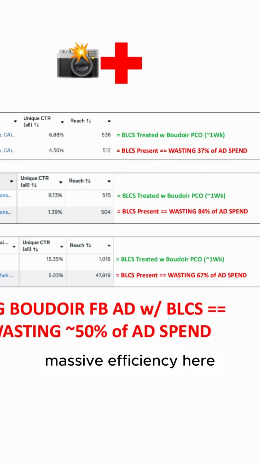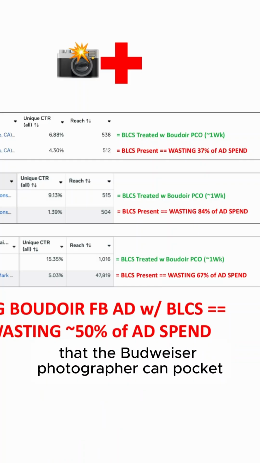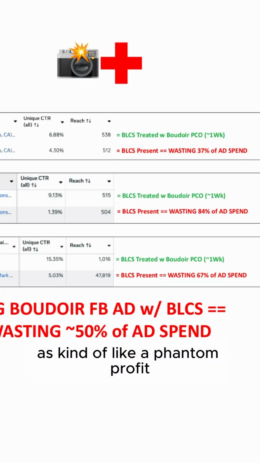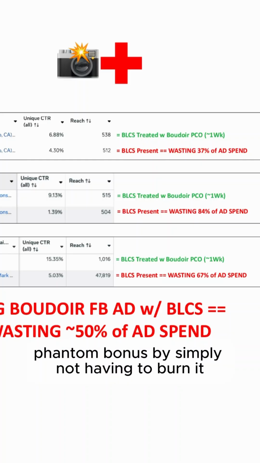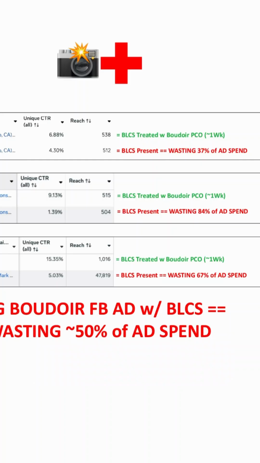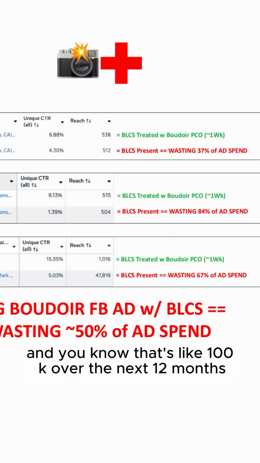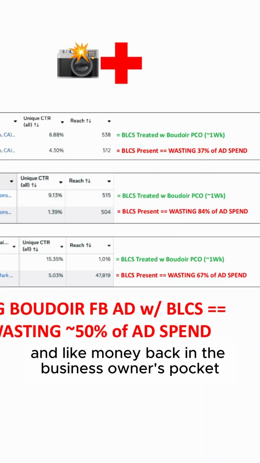So, massive efficiency here. That's 8,400 bucks a month, literally, that the Boudoir photographer can pocket as kind of like a phantom profit, phantom bonus by simply not having to burn it. And that's like 100K over the next 12 months in money back in the business owner's pocket.